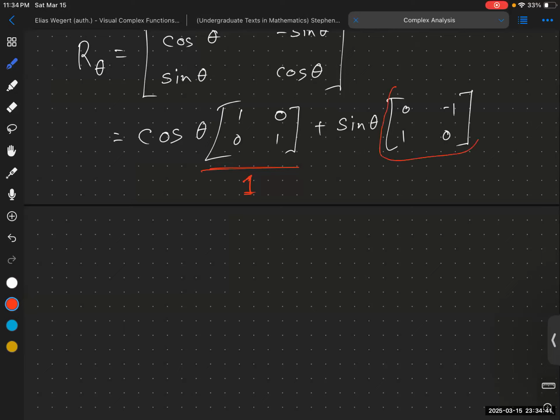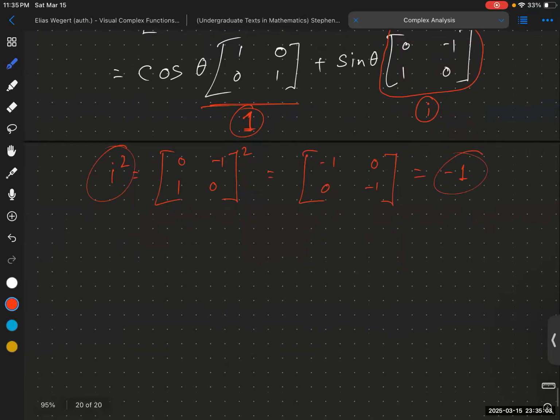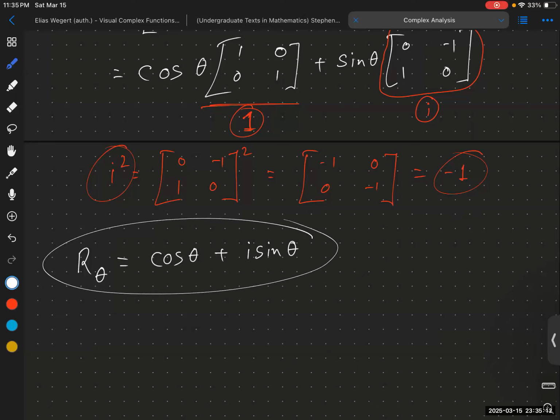And what is this thing? This thing is basically I, because if we take I square, then 0 1 minus 1 0 squared is basically minus 1 0 0 minus 1. If we compare with this, then this is minus 1. So from here we can write it down as r theta is basically cos theta plus I sin theta. So here is the basic, more explicit representation.